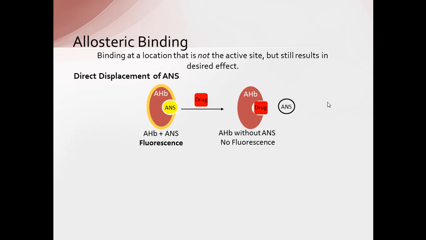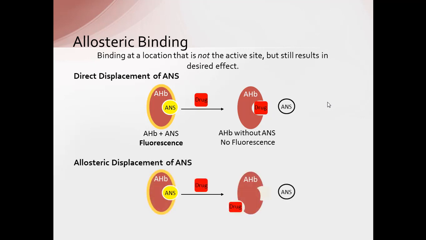But it's entirely possible that the drug binds somewhere else on the protein. So here we can see it's like an allosteric site is what they call it. Here it's not binding to the active site, but it's binding to a different site of the protein. But this still results in a conformational change of the protein which could kick out ANS.